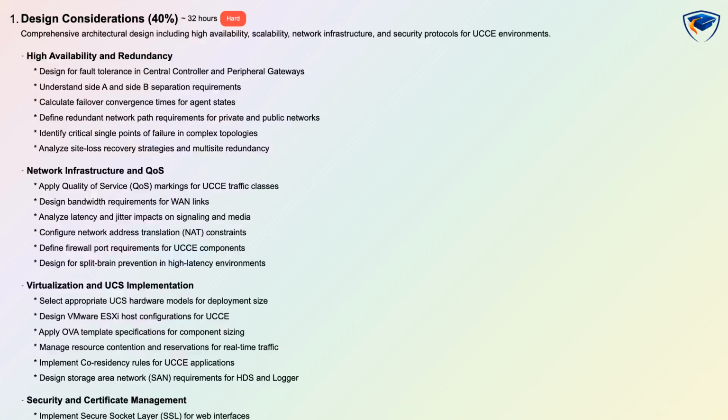The curriculum covers network infrastructure topics such as COS markings, bandwidth sizing, latency and jitter analysis, NAT constraints, firewall port requirements, and split brain prevention strategies for high latency links. You will also cover virtualization and UCS implementation with UCS hardware selection, VMware XC sizing, OVA templates, SAN design, certificate management, RBAC, and capacity sizing using BHCC and the Cisco sizing tool.